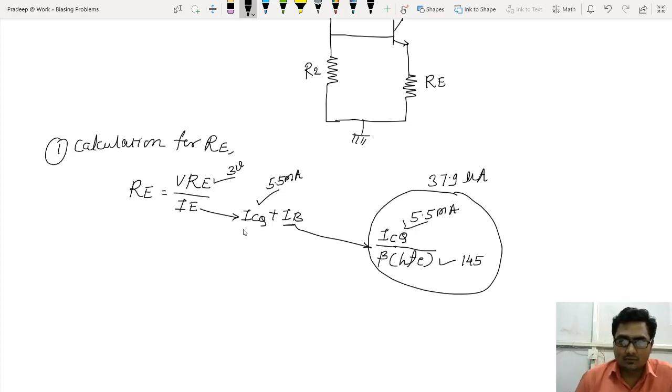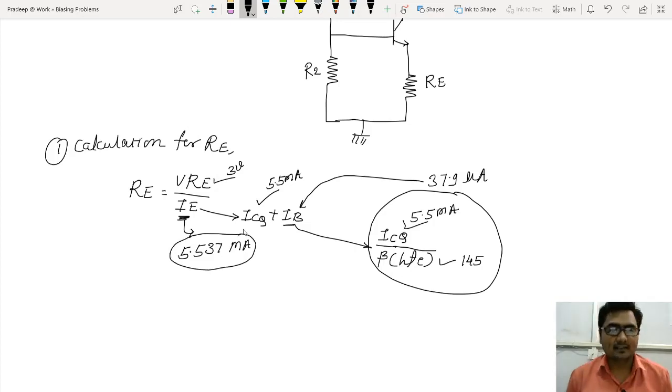Now put this value of IB in this equation and calculate the value of IE. The value of IE is 37.9 microamperes plus 5.5 milliamperes, which turned out to be 5.537 or 8 milliamperes. So this is the value of IE that I wanted to calculate. Now we have VRE, the voltage across the resistor, and IE, the current through the resistor, so I can calculate RE.